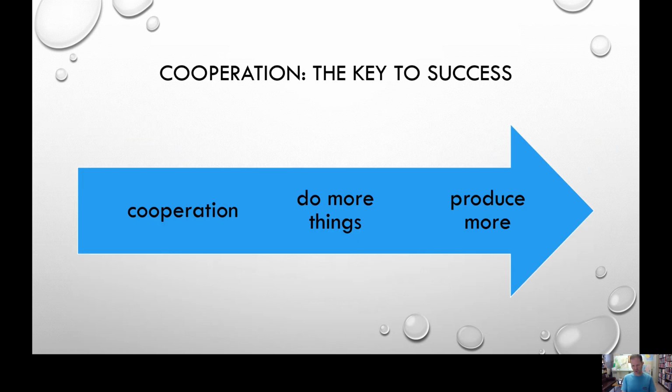And of course, cooperation is the key to success. With cooperation, we can do more things because there are many things we cannot do alone. And because we can do more things, we can produce more, which means we can get more. We can increase our living standard.